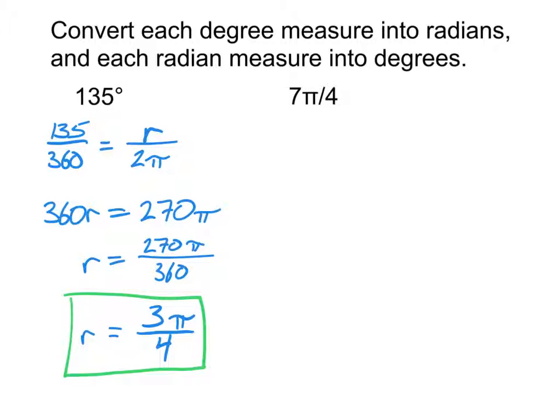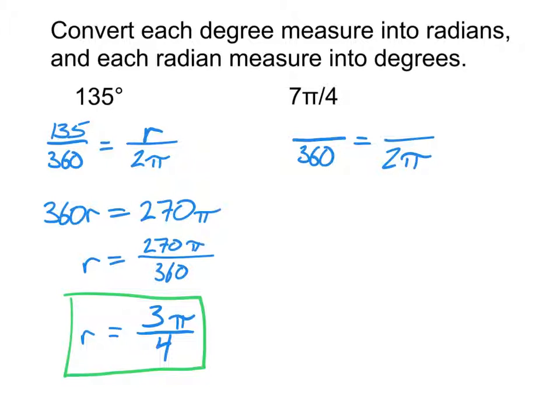All right, we're now going to repeat the process here for 7 pi over 4. So, again, I'm starting with the same formula, so it's going to be something over 360 equals something over 2 pi. Full circle and full circle. In this case, the 7 pi over 4, is that degrees or radians? It is radians. Now, remember though, the pi was a big hint that it was radians, but it was not enough to know that it was radians.